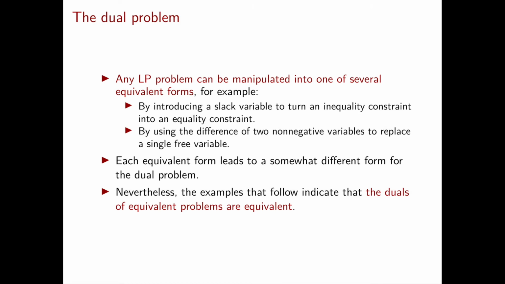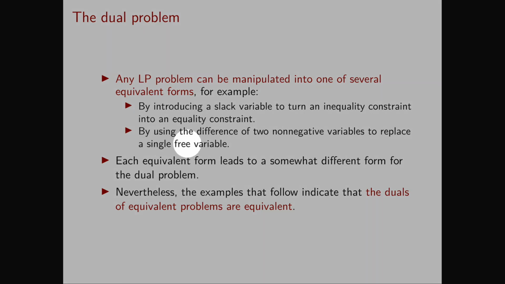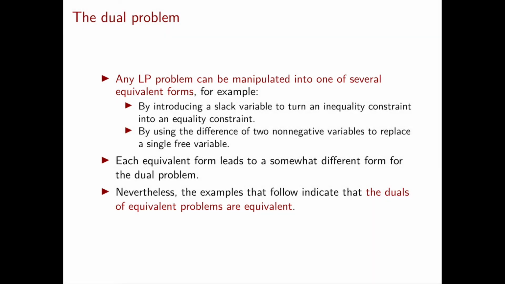What does this exactly mean? Well, you see, there are several different ways in which we can manipulate our primal linear programming problem in order to obtain an equivalent one. And we've seen several already. For example, you could introduce slack variables to turn inequality constraints into equality constraints. Or you can replace a single free variable with a difference of two non-negative variables.